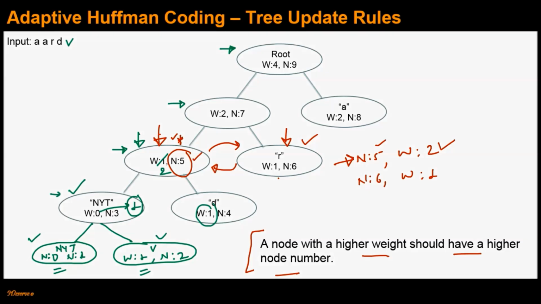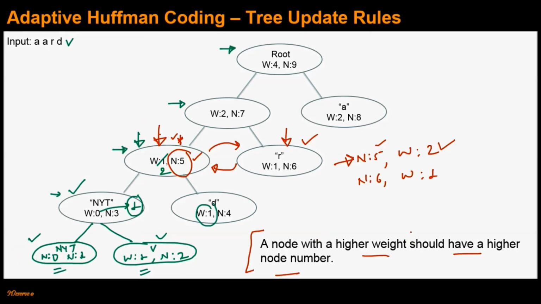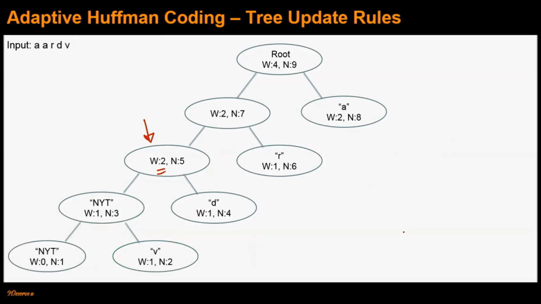And after swapping is complete, then we can update the weight. So basically what is happening is when we are updating the weight of this node to 2, we are violating the rule that a node with higher weight should have higher node number. Therefore, we need to swap these 2 nodes, right?